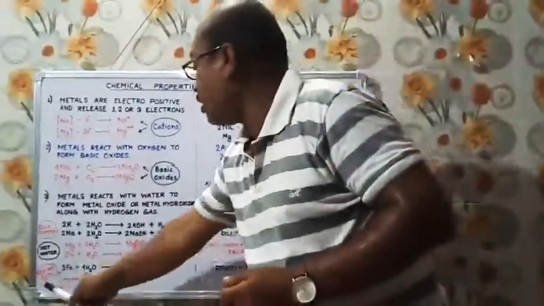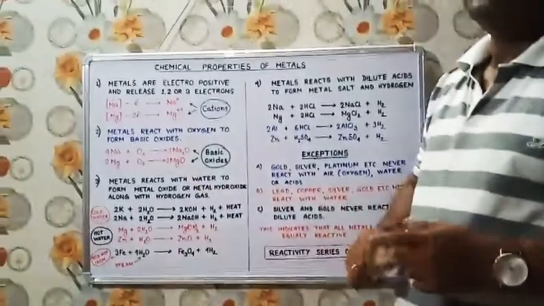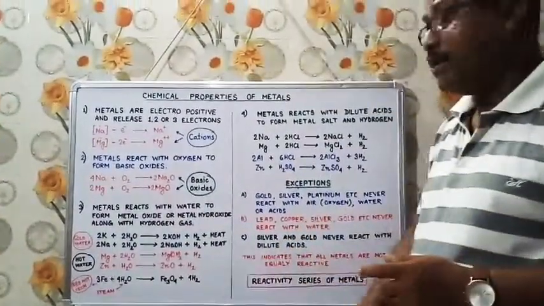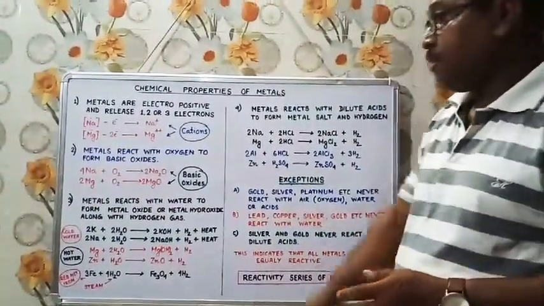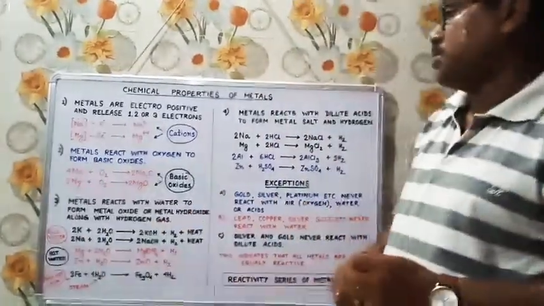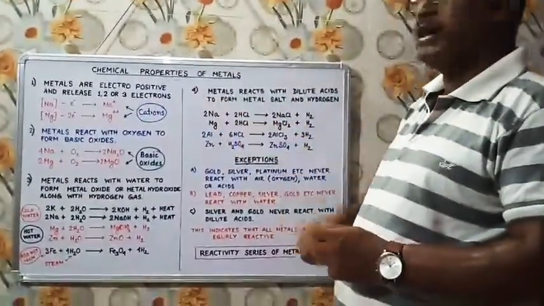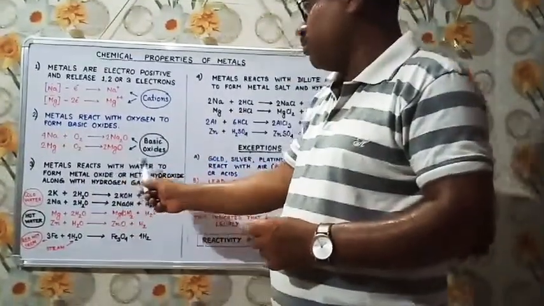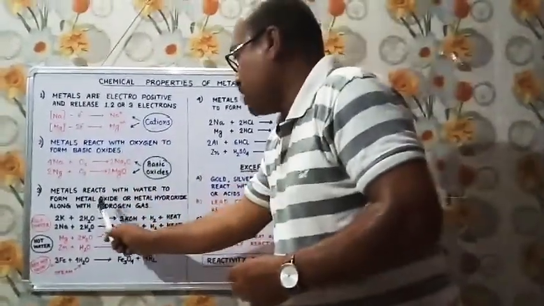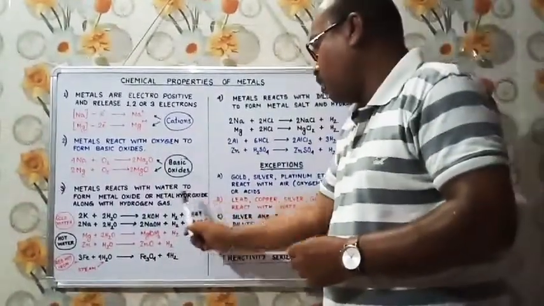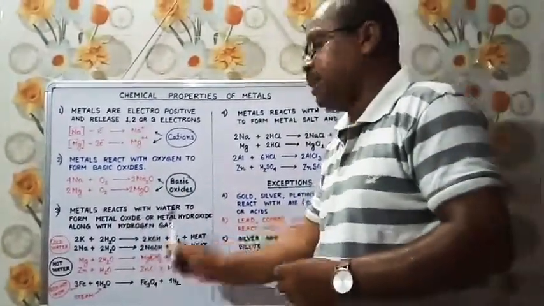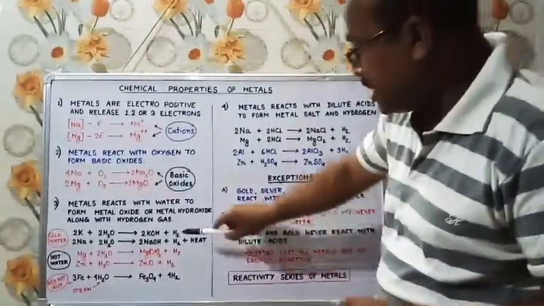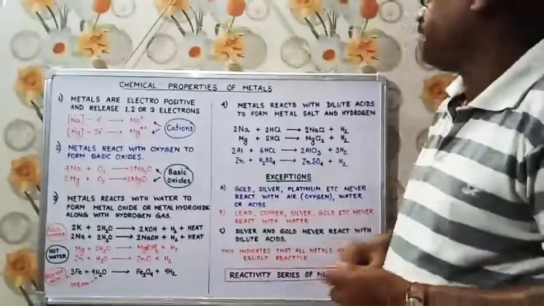It means that red hot iron reacts with steam and produces ferrosoferric oxide and hydrogen gas. In all these 5 examples we have seen the third chemical property of the metal, which is when metals react with water, they produce either metal oxide or metal hydroxide along with hydrogen gas. We can see every time they are producing hydrogen gas.